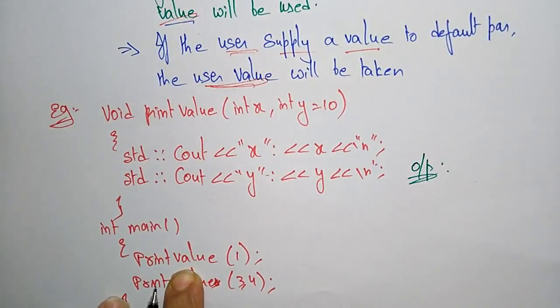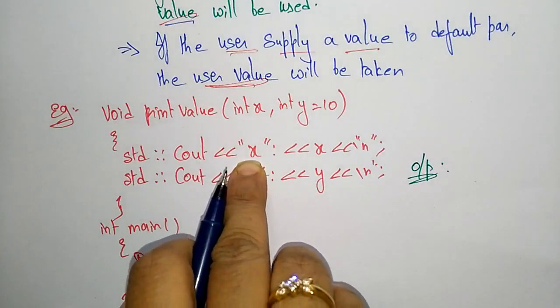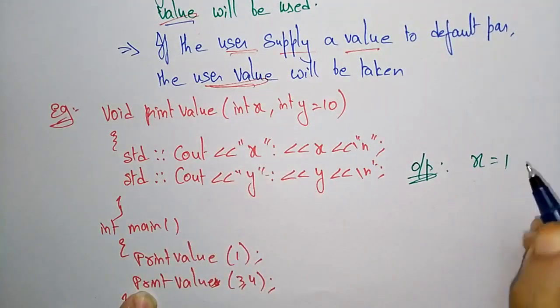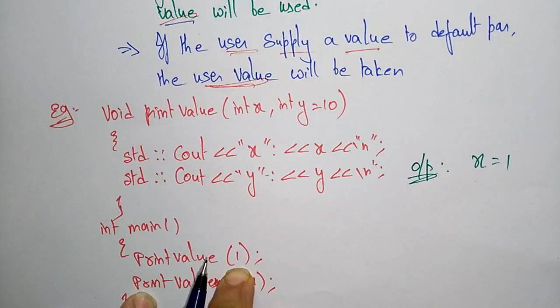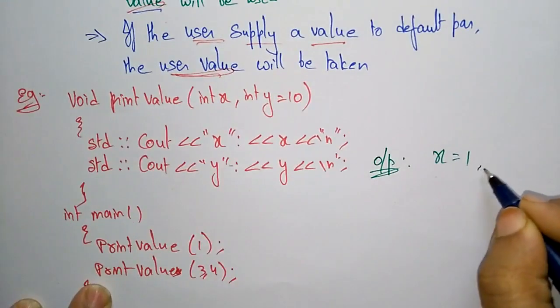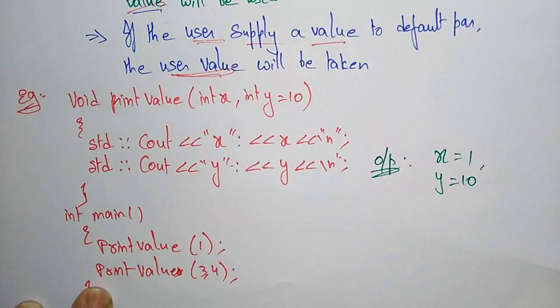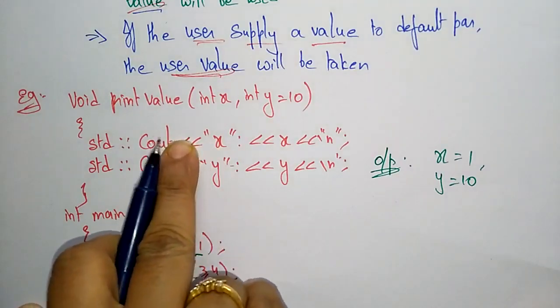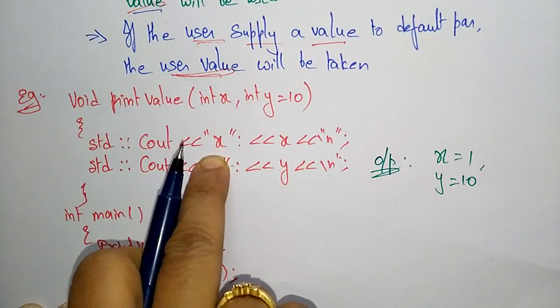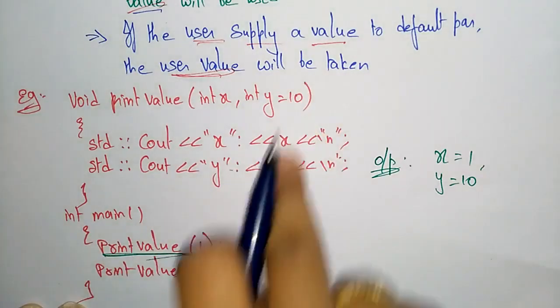First, print value 1 means it prints the x value 1. So x is 1. I didn't provide any value for y, so it takes the default value, that is y is equal to 10. So for this call, it calls this function and prints x as 1 and prints y as the default value 10.